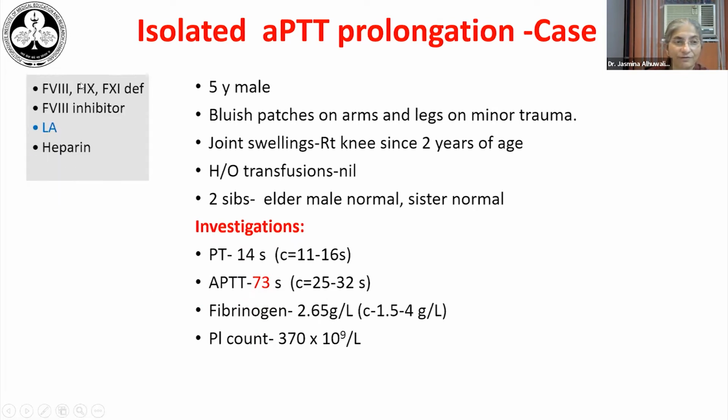So now we are thinking of these possibilities: factor 8, 9, or 11 deficiency, or an inhibitor, and a lupus anticoagulant, or heparin. These were the list which we saw initially. But because there is bleeding, LA is excluded, and there's no history of heparin. So now we have to differentiate between a factor deficiency and an inhibitor.